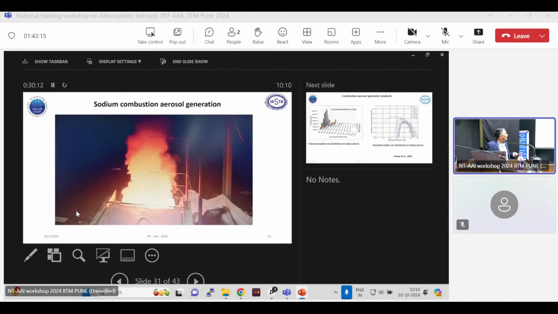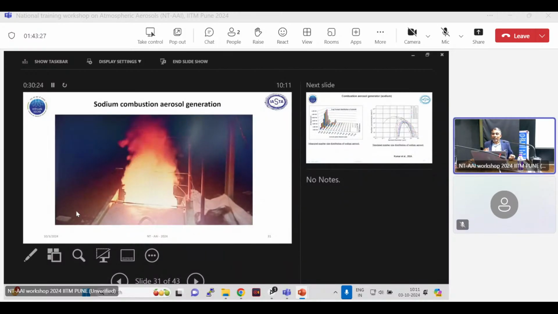The height or length of the flame will be hardly a few centimeters, maybe 10 centimeters or so. But a petroleum fire or kerosene fire will be in meters. This is because sodium has a lower vapor pressure than hydrocarbon, kerosene, or other petroleum fuels.